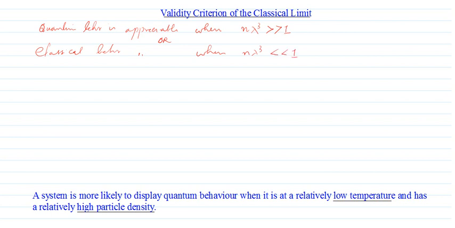So what does n lambda cube very much greater than 1 correspond to? See, low temperature and high particle density. That is, a high value of n, the particle density, and a low value of temperature. Whereas for the classical case, it is low particle density and high temperature. So both are combinations, because both are competing factors actually.